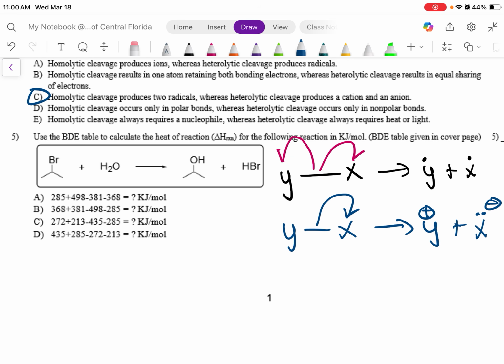Bond dissociation energies to figure out the heat of the reaction. So in order to do this, we need to figure out which bonds are breaking and which bonds are formed. So this bond right here, the carbon-bromine bond, is breaking. And a hydrogen-oxygen bond is breaking from water.